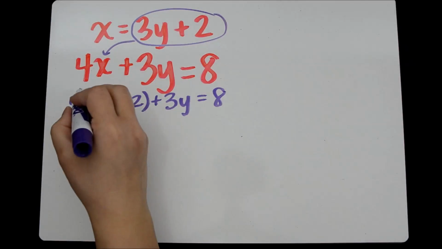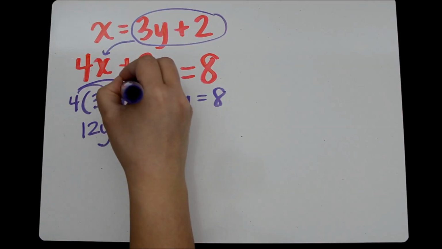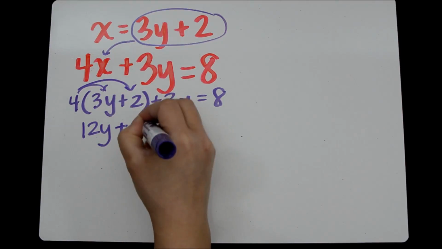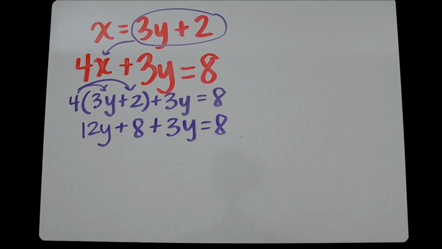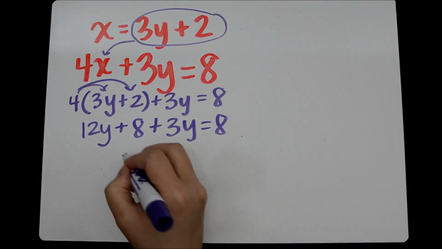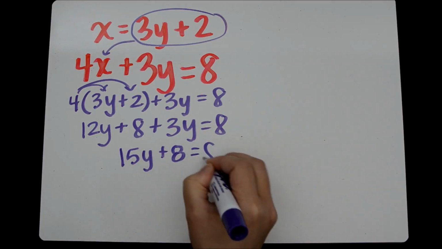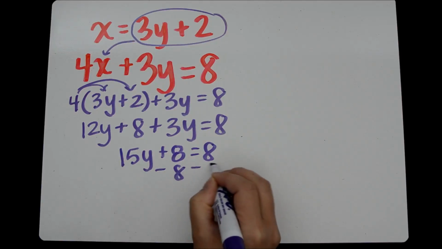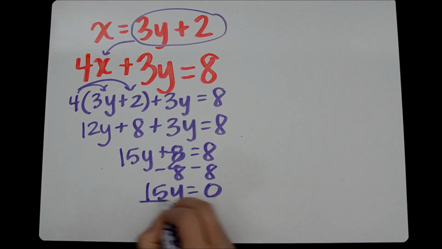4 times 3y is 12y. 4 times 2 is positive 8. And then let's just go ahead and bring down everything else in the equation. We're going to combine like terms. 12y and 3y makes 15y plus 8 equals 8. And it becomes a two-step equation. We're going to use inverse operations to solve for y.